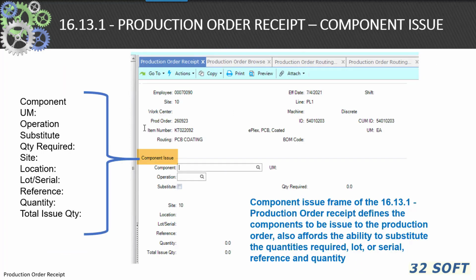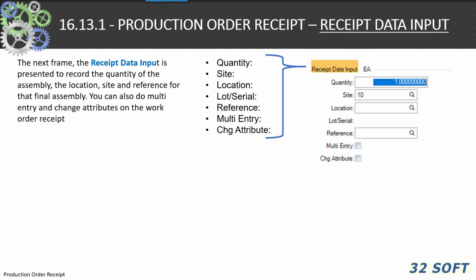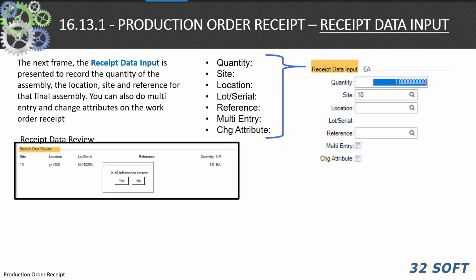The 16.13.1 component issue. This frame defines the components to be issued on the production order and affords the ability to substitute quantities required, lot, etc. Then it comes up with a receipt data input frame where you can put the quantity that you're going to receive, location, lot serial, etc. It gives you a nice little receipt data frame that you can review what you've done.